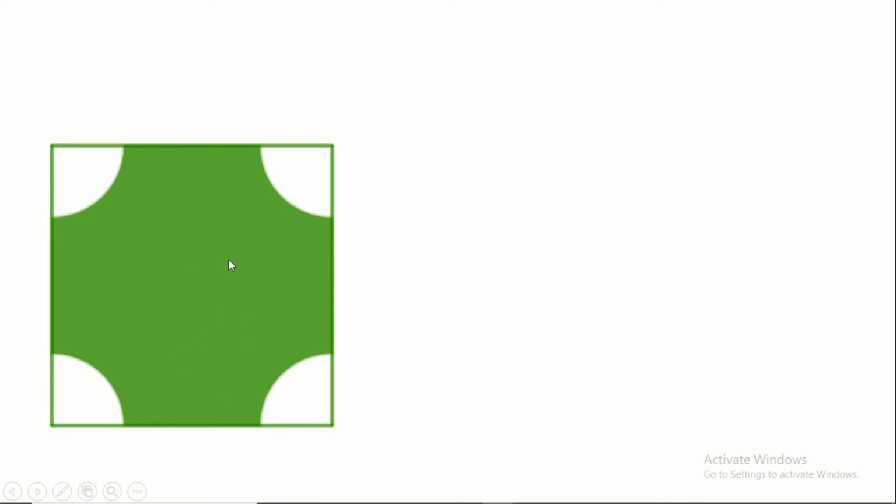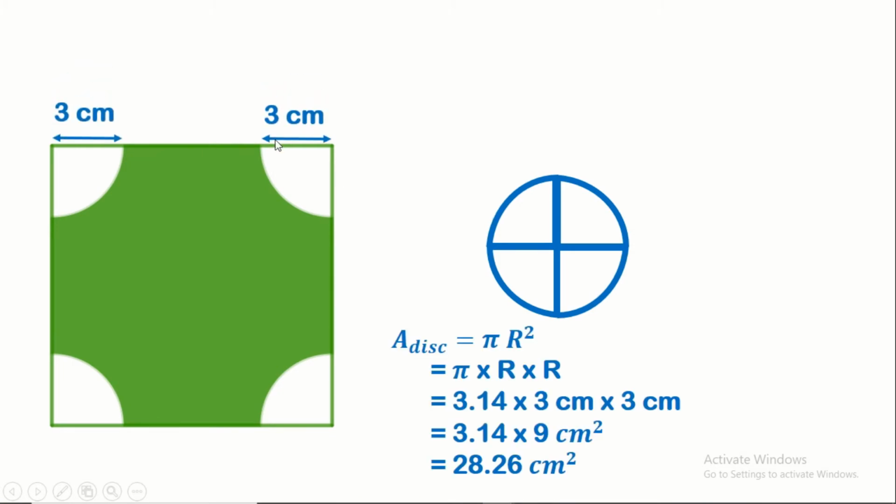Now here, as you see, we have a square. We have picked up from this square 4 parts of a circle. Look at them, please. Aren't the four parts together forming a disk? Well, let's see how to solve this. The radius of this disk, isn't it 3 cm? So what should be its area?